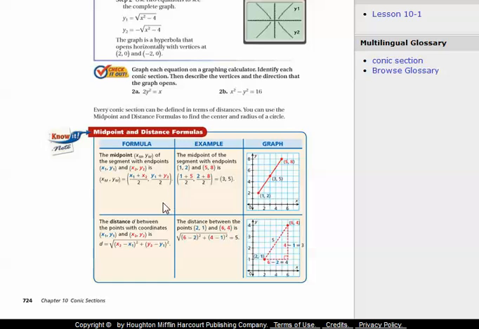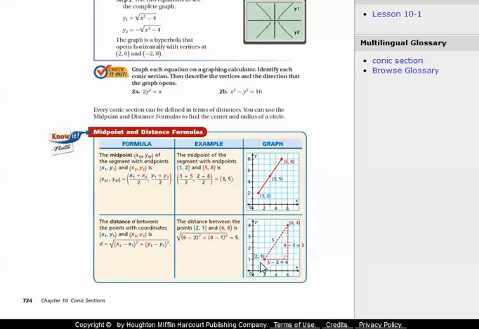And the midpoint formula is right here. Basically, you're adding the x's, dividing by 2, adding the y's, dividing by 2, and that'll give you the midpoint of a segment. And then you have the distance formula, which is subtracting the x's squared, subtracting the y's squared, adding those together, and then taking the square root, which will give you the distance from one point to the next.